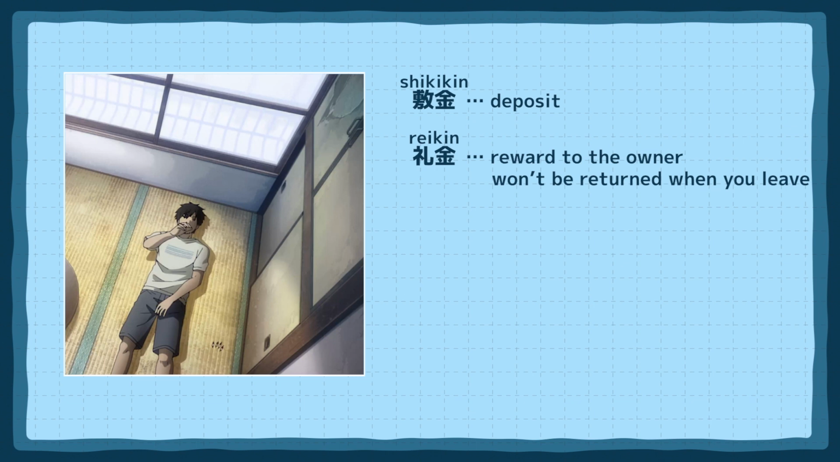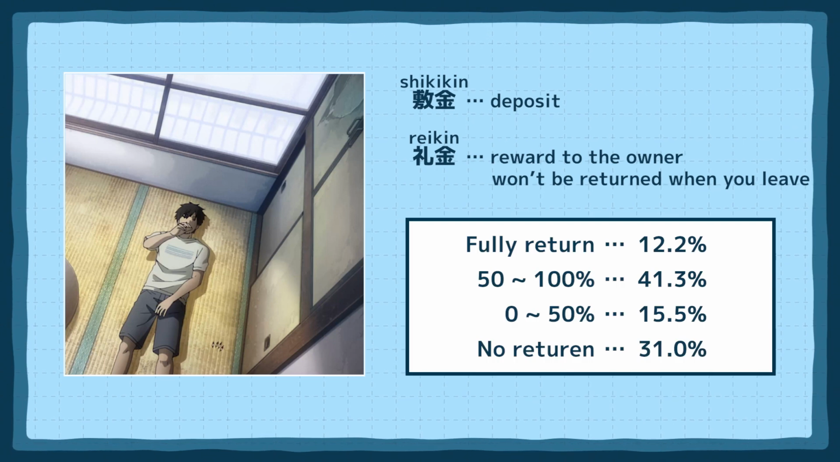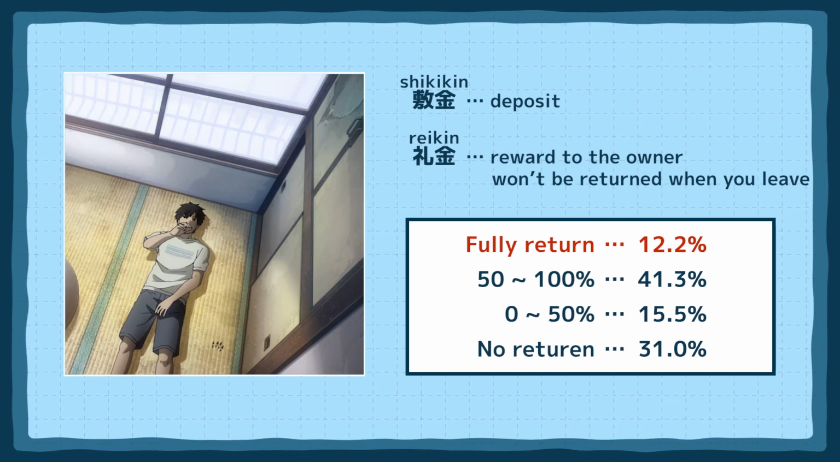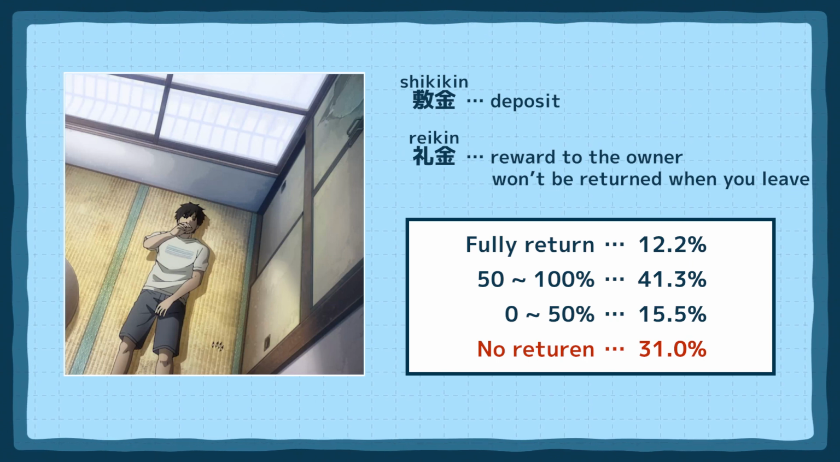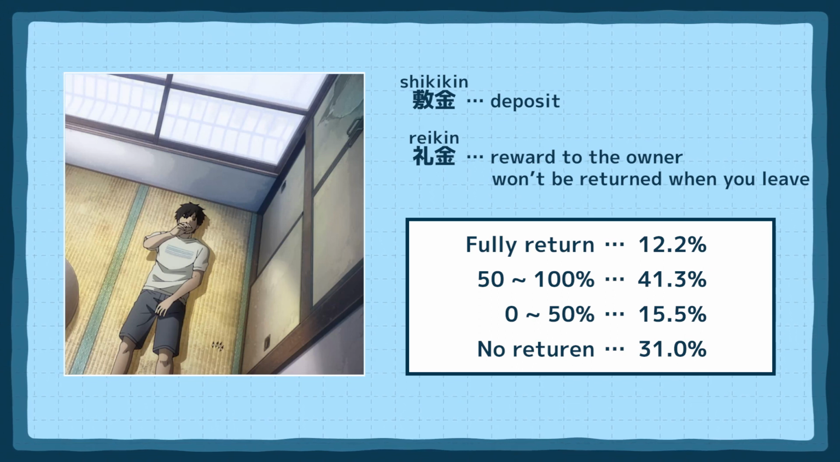Some source says this is the rate of how much people get the deposit back. See, only 12.2% of people can get all the money back, and 31% of people cannot even get any back. I know this sounds crazy, but this is Japan's renting system. Some people fight back, but it will take time, and most people just give it up and let it go.